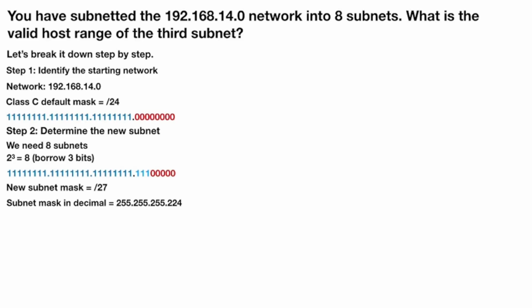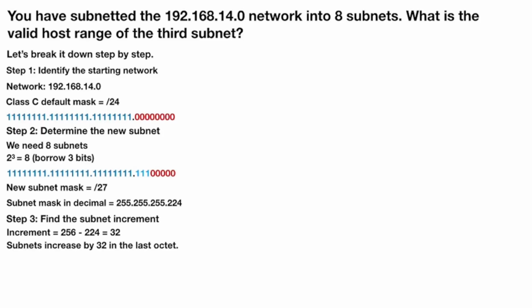As you can see, the interesting octet is the 4th one. Now we need to find the subnet increment. How do we find the subnet increment? We know that the last octet is 224, so we just do 256 minus 224, which is 32, and the subnet increases by 32 in the last octet.